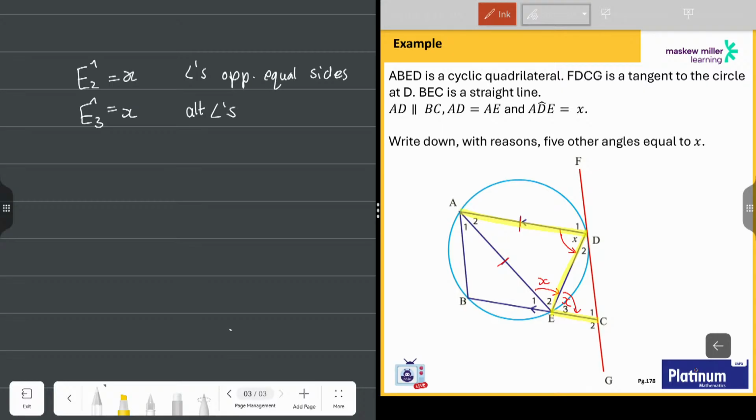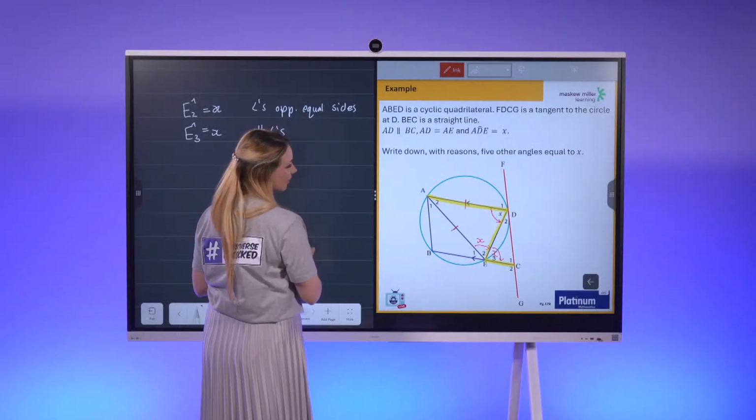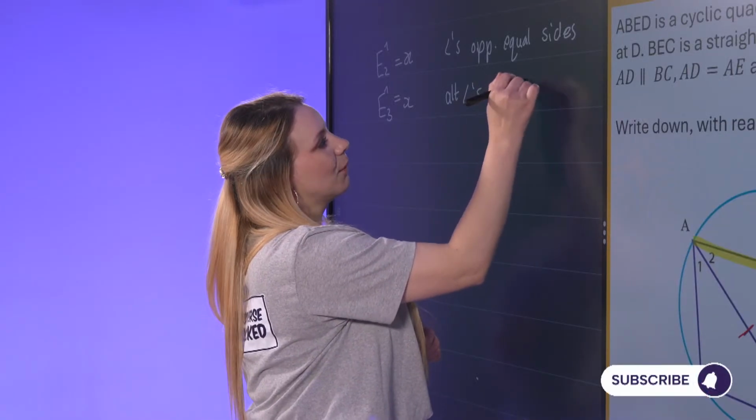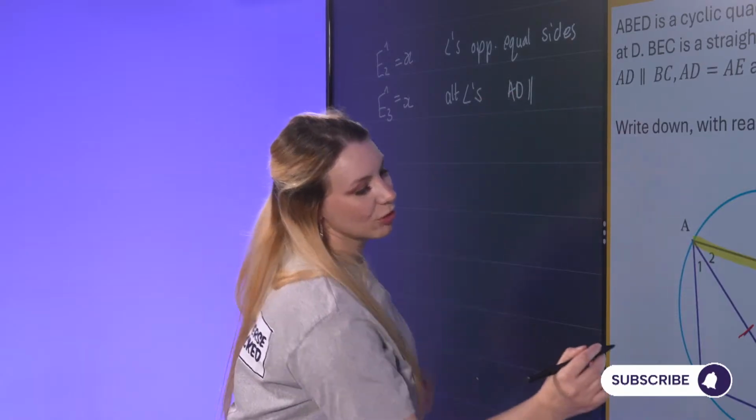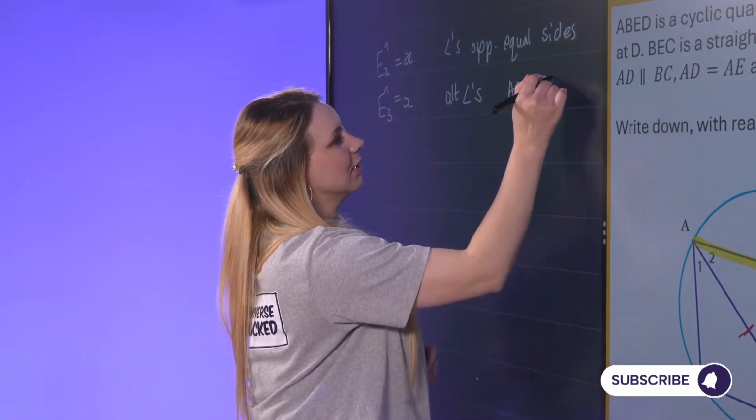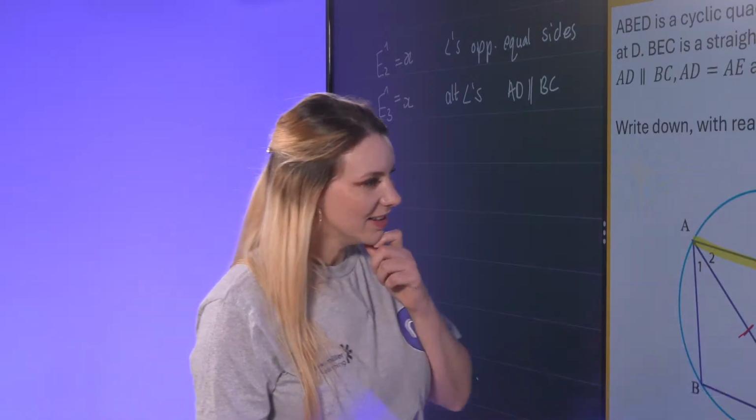Don't forget, whenever we use one of the fun angles, we have to give the pair of parallel lines, and that is AD parallel to, I'm going to use the whole line, BC. Right, let's see what is next.